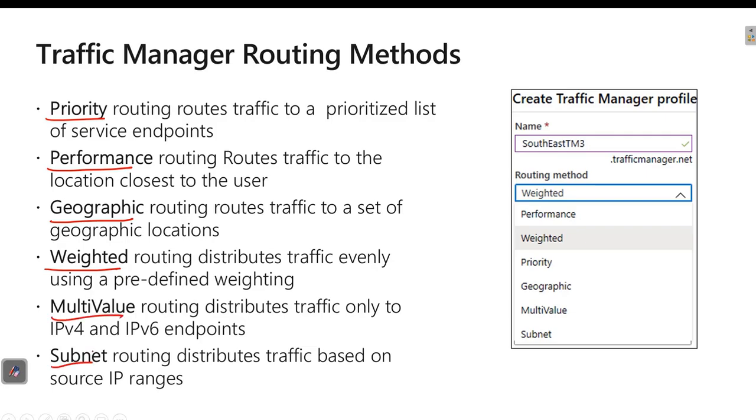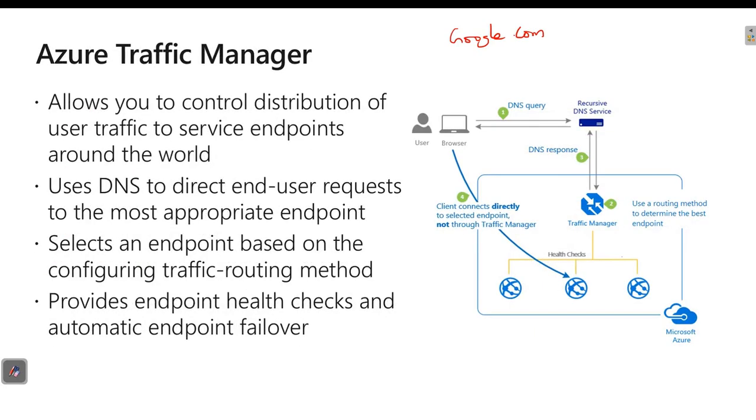What is priority routing? Let's go back to the previous slide. This is endpoint 1, 2, and 3. If endpoint 1 is down, immediately route it to 2. So it's only based on availability. Is the endpoint alive or not? The decision is taken only based on it. So that is your priority.